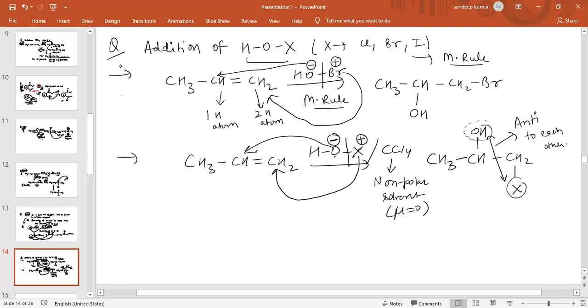Now we are going to discuss the mechanism of this reaction. See, what is the mechanism of this reaction? Always remember, whenever there is an addition of HOX, we use a nonpolar solvent like CCl4 or carbon disulfide, and addition will be according to Markovnikov's rule. And these two groups, one electrophile and one nucleophile, will come from opposite sides of the plane. If one group comes from above the plane, then the other group will come from the opposite plane.